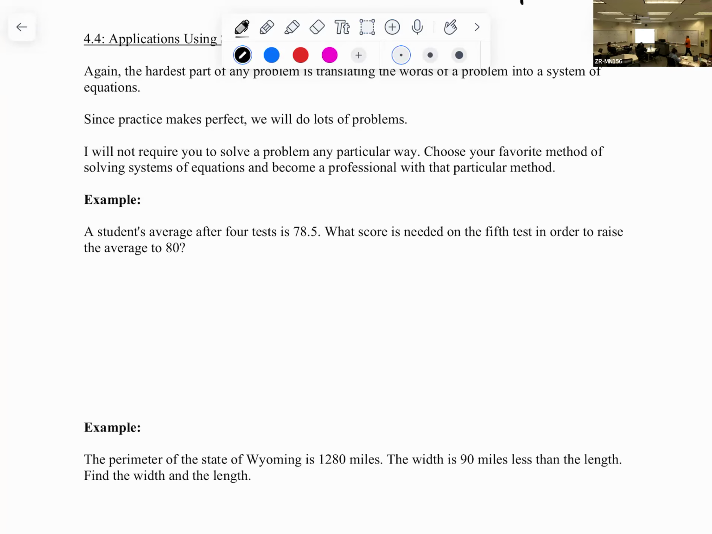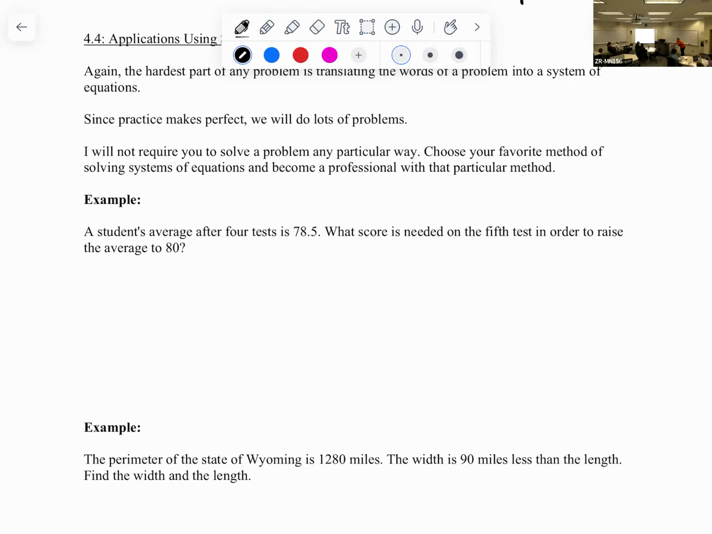A student's average after 4 tests is 78.5. What score is needed on the 5th test in order to raise the average to 80? All right, we do a lot of averages because averages are everywhere, right? It's also a big concept in statistics. So with an average, how does it work again? Add them all together and divide by how many there are.